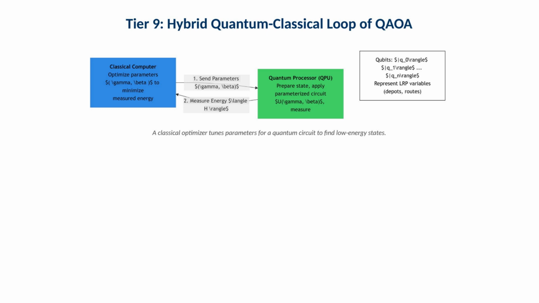This figure shows the hybrid loop. A classical optimizer proposes parameters for a quantum circuit. The quantum system is executed and measured to estimate solution quality, and the classical optimizer then updates parameters to search for lower energy states. Over iterations, the process aims to find a high-quality approximate solution.